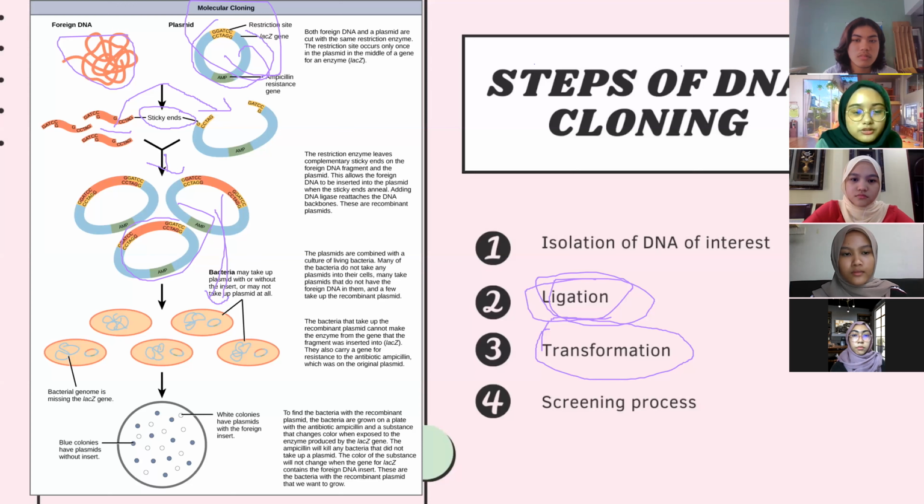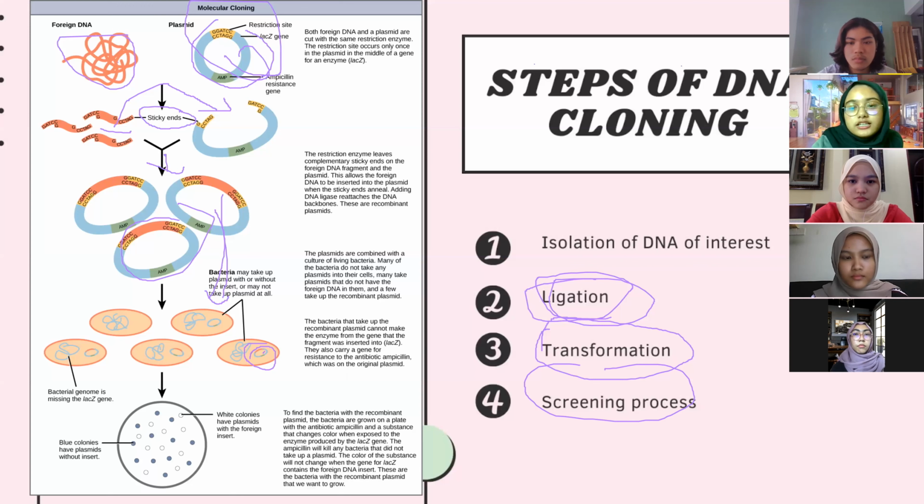When we grow them, we would not know which bacteria contain the plasmid, which bacteria do not contain plasmid, and which bacteria contain plasmid but not the foreign DNA. So in order for us to have the bacteria that has the plasmid that we want, like this one, we have to go through a selection process. So this is the first step, the selection process or screening process.